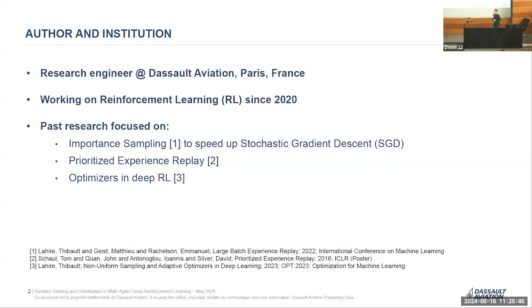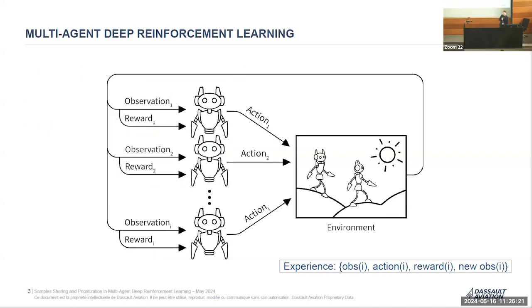So I've been working on reinforcement learning since 2020, and my past research focused on importance sampling to speed up the learning curve of a deep RL algorithm using a replay buffer, like the DQN algorithm. So past research work focused particularly on prioritized experience replay. If you're not familiar with prioritized experience replay, I will come back to it because it's a very important source of ideas for this work. And this is a work on multi-agent reinforcement learning.